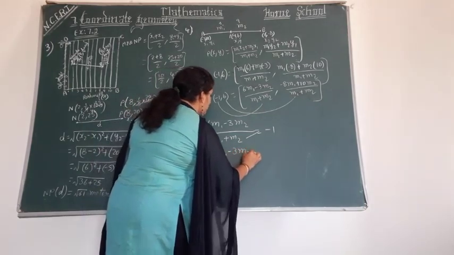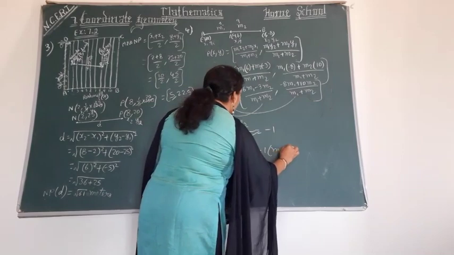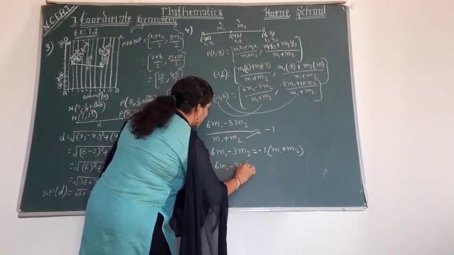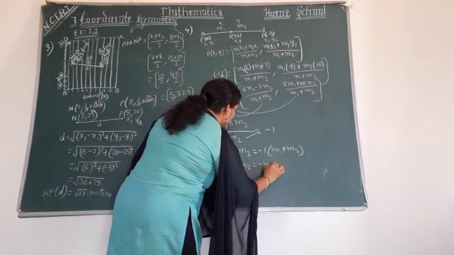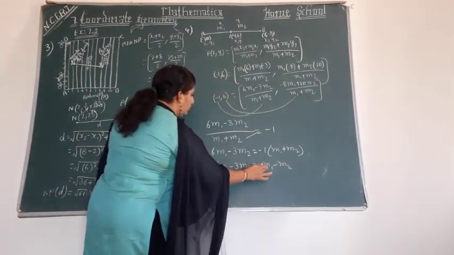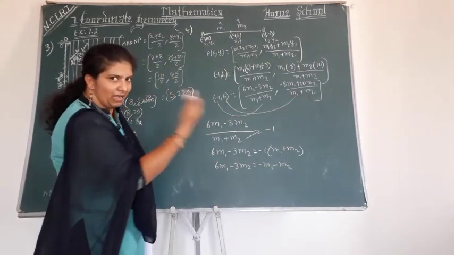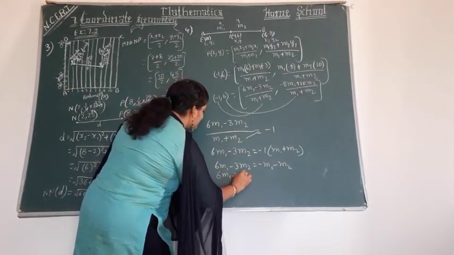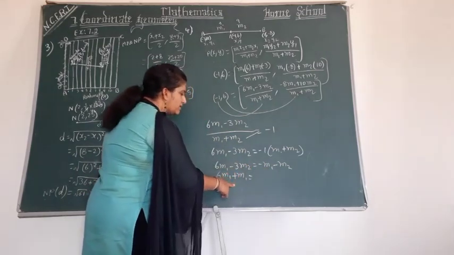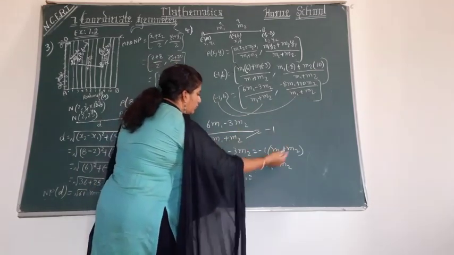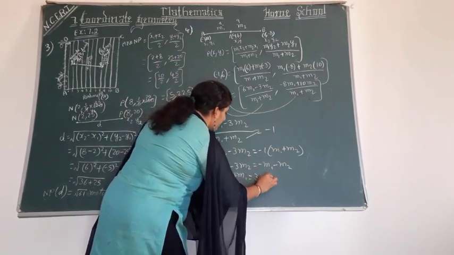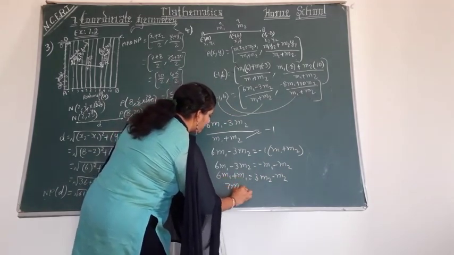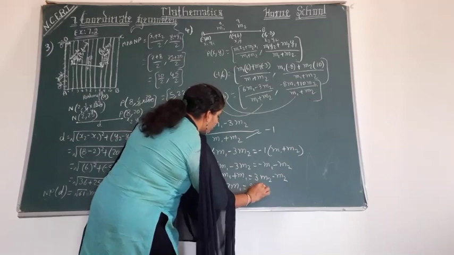6m1 minus 3m2 is equal to minus 1 into m1 plus m2. That will be 6m1 minus 3m2, multiply the negative: minus m1 minus m2. Bring m1 to one side and m2 to the other side. Minus m1 comes to this side as plus m1, and minus 3m2 goes to the RHS as plus 3m2, minus m2. 6m1 plus m1 will be 7m1. 3m2 minus m2 will be 2m2.